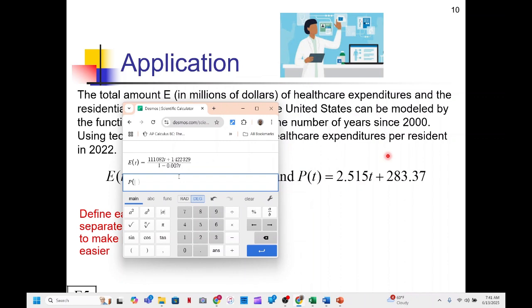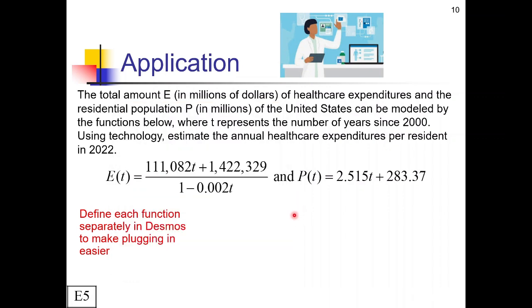Let me do my P of t function as well. So that's going to be 2.515t plus 283.37. Now what do I actually need to do with these? Well, I need to figure out the total expenditures in 2022 and divide that by the total people in 2022. So I need to do E of 22 over P of 22.